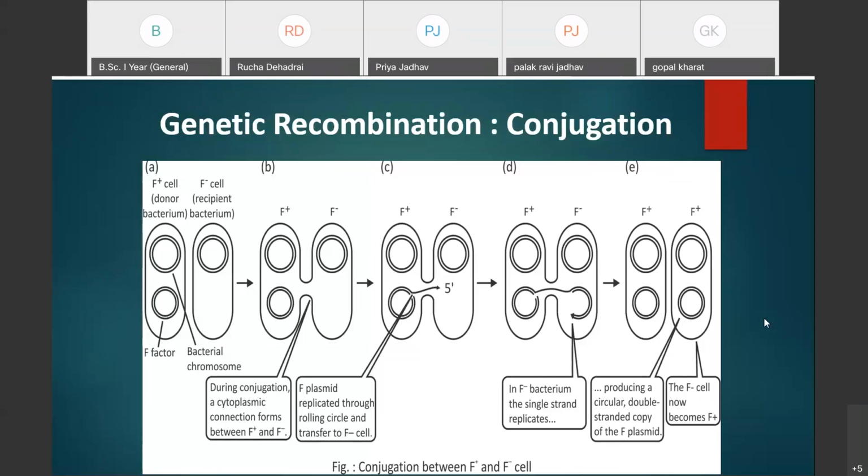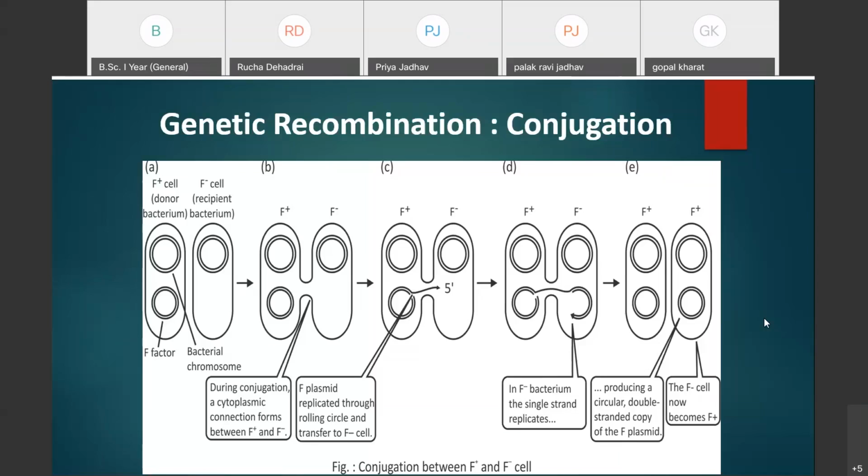Here the mechanism of DNA exchange is mediated by the plasmid. The genetic recombination between the two bacterial cells is mediated by the plasmid. We have discussed the plasmid in detail. As you know, plasmids are nothing but extrachromosomal hereditary determinants.